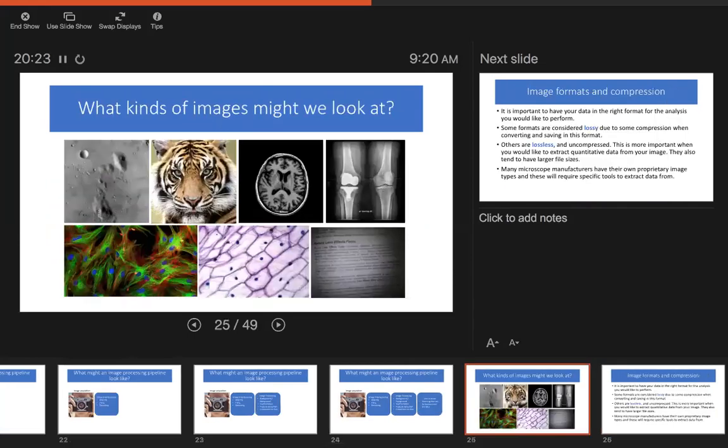So what kinds of images are we interested in? What we might encounter, and this is of course a partial list. So these are craters on the moon. This is a large cat. These are MRI scans. This is an X-ray image. These are fluorescent cells, which how many? So maybe I should have done this to start with. How many of you are from an astronomy background, or here because you're interested in processing astronomy pictures?